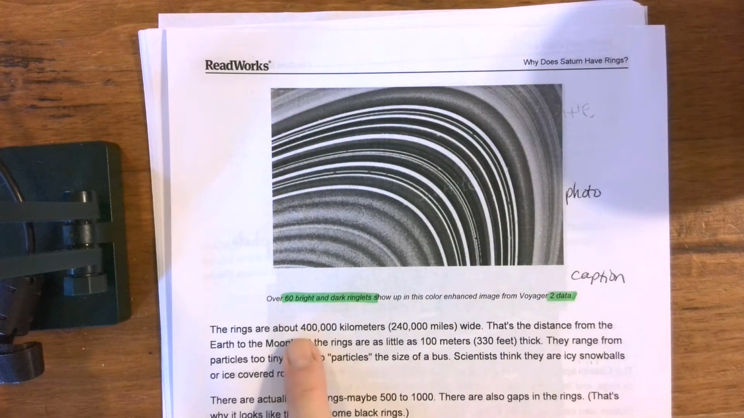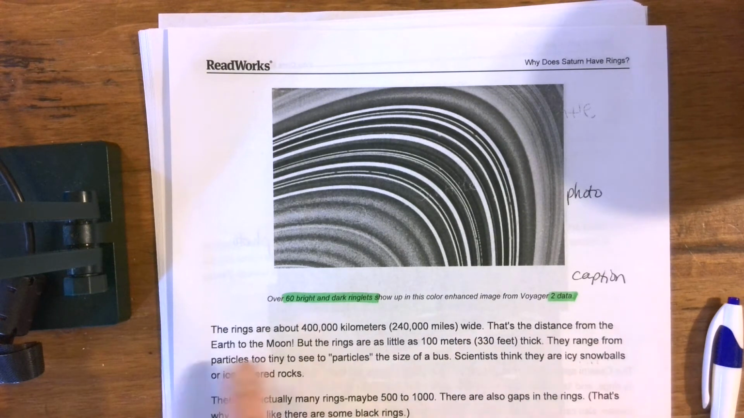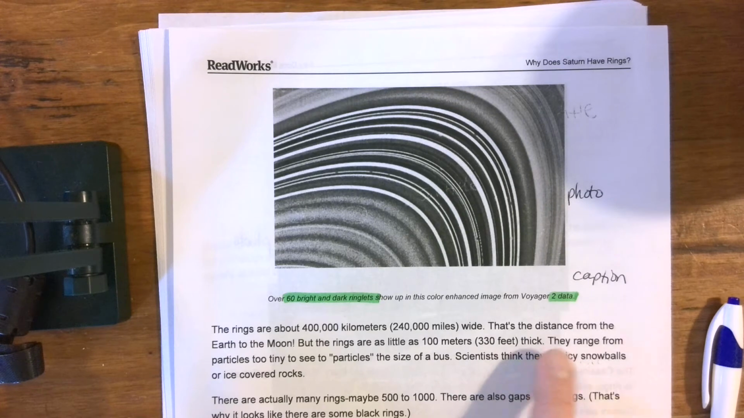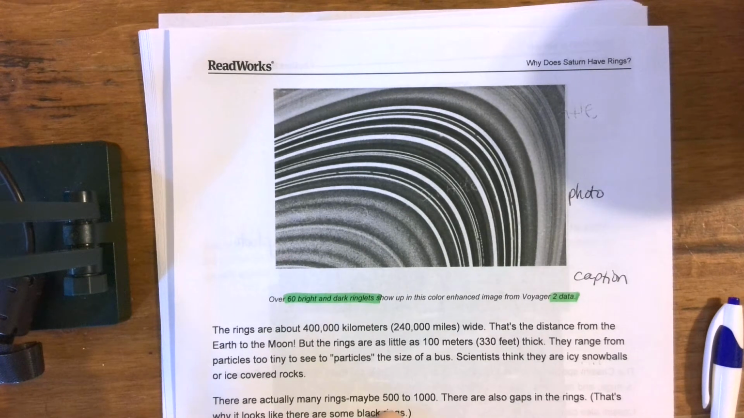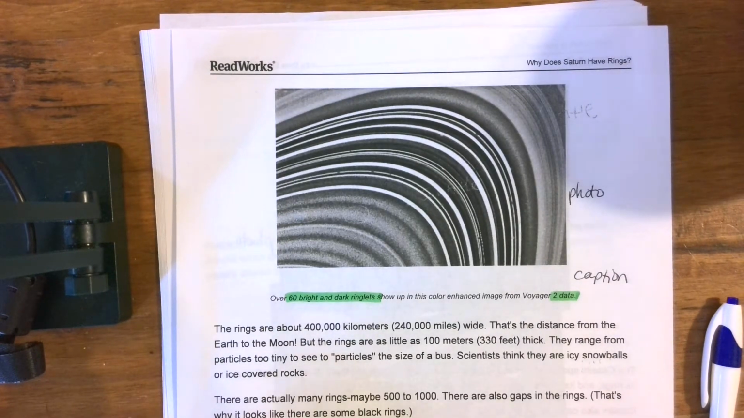The rings are about 40,000 kilometers, 240,000 miles wide. That's the distance from the Earth to the Moon. But the rings are as little as 100 meters or 330 feet thick. They range from too tiny to see to the size of a bus. Scientists think they are icy snowballs or ice-covered rocks. There are actually many rings, maybe 500 to 1,000 of them. There are also gaps in the rings. That's why it looks like there are some black rings.